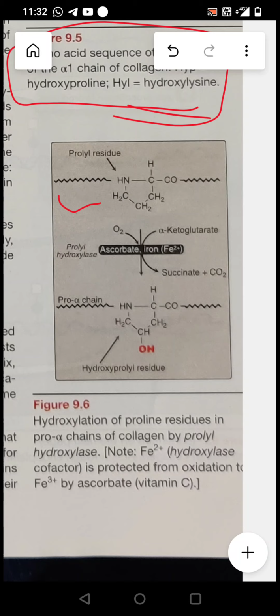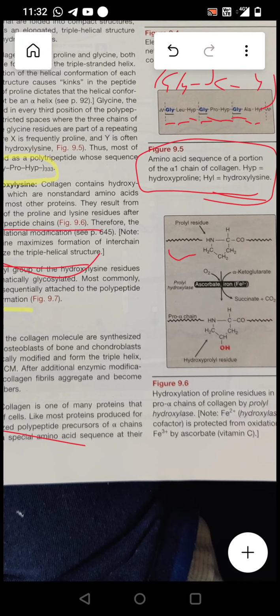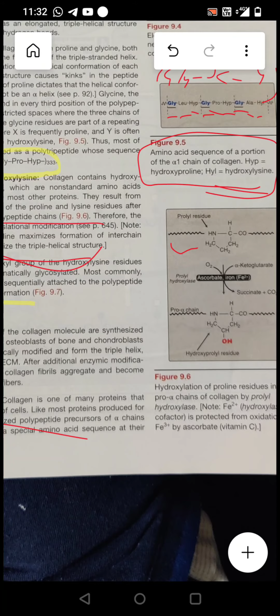So hydroxylase then becomes deficient, and therefore leads to absence of hydroxylation of proline to hydroxyproline, and less hydroxyproline leads to fewer hydrogen bonds and weaker collagen. Good. Now we go to the synthesis of the collagen.